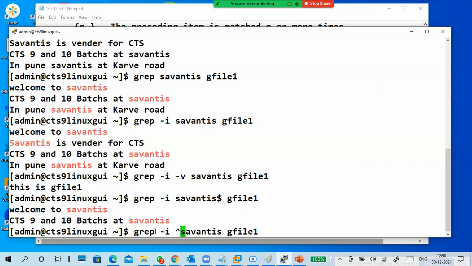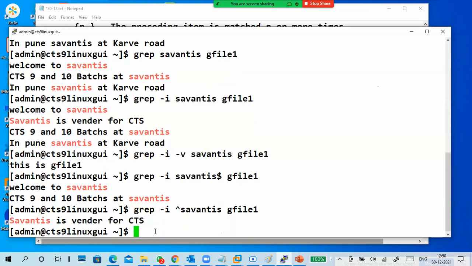Next one is cap. Cap means shift 6. You will get that cap. Look at this cap. So put a cap before the keyword. It displays only one line because that is the start of the line. If the word is at the start of the line, display those lines only.